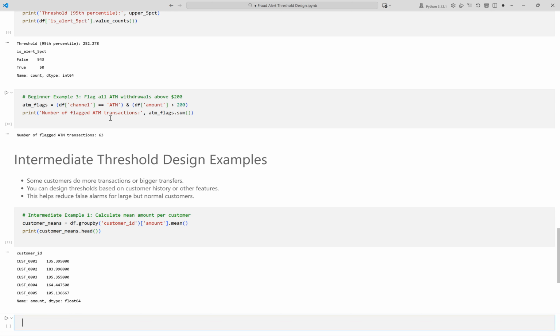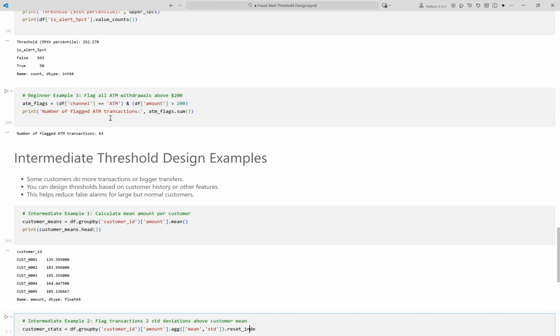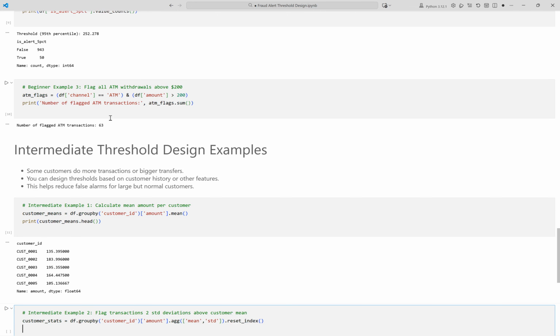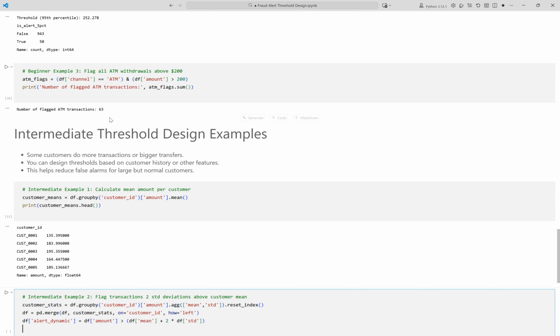We calculate the mean and standard deviation for each customer. We merge these stats back into our main data frame so each row knows its customer stats. We flag an alert if the amount goes above 2 standard deviations from that customer's mean. We count how many transactions are flagged under this dynamic rule.